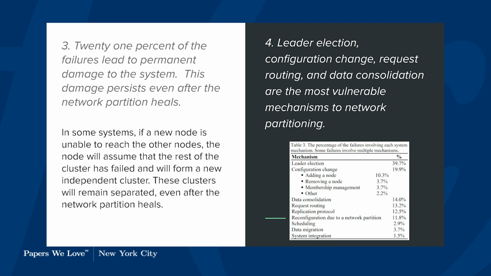All right, so next up, leader election, configuration change, request routing, and data consolidation are the systems most vulnerable to network partitioning. You can see this chart about how they break down. What this means is that leader election doesn't work correctly if there's a network partition. Configuration change of different kinds doesn't work correctly if there's a network partition, and so on and so forth down the line. So these are things that you need to worry about during network partitions.